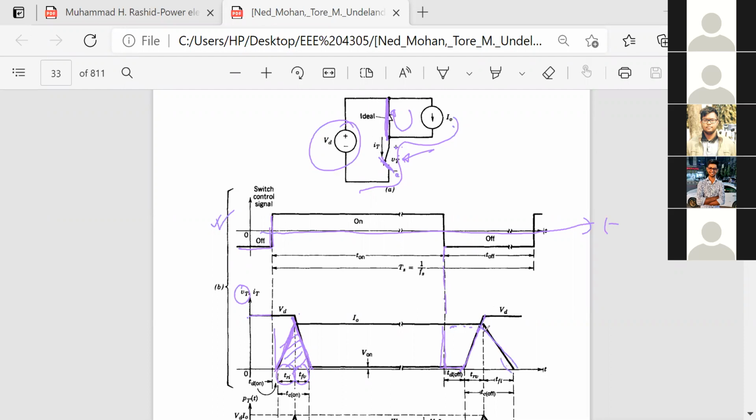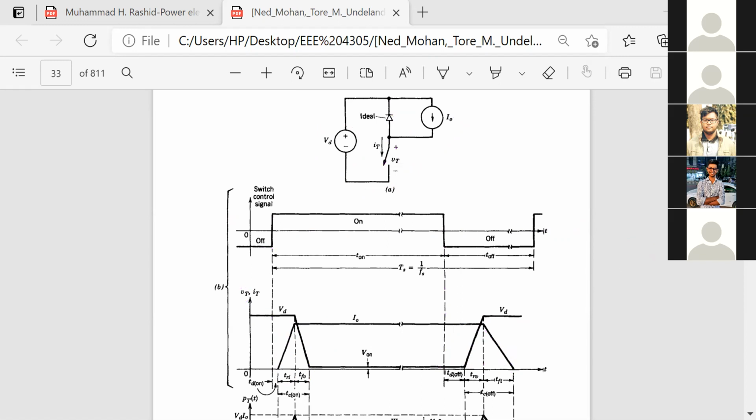So during the off time, again there is another triangle of voltage and current, which will be power loss. So in both the on and off transitions, we will have some power loss, okay? This power multiplied by time, what will you get? Energy. So these are nicely given in this book.